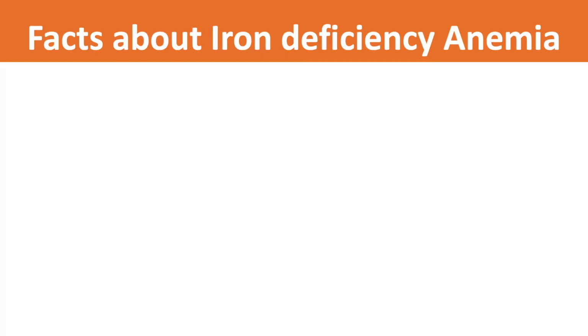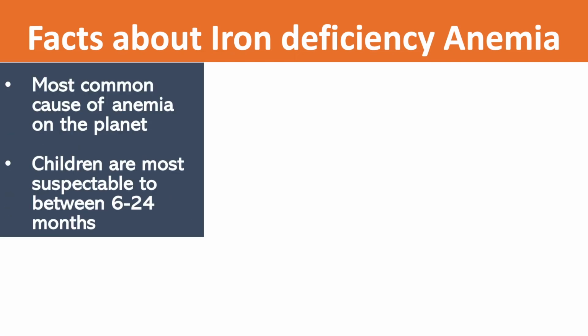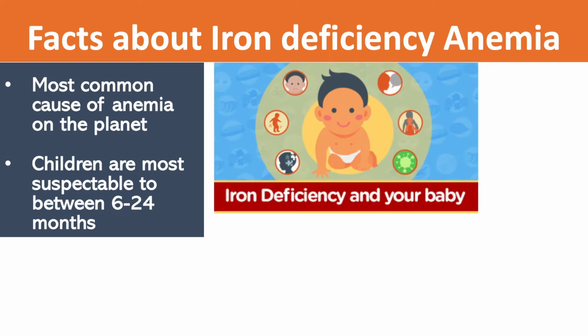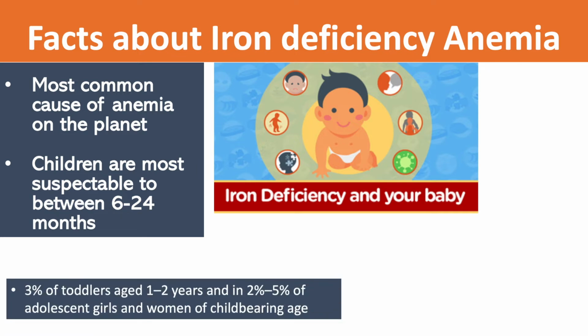Now, facts about iron deficiency anemia, or etiology if you want to name it. It's the most common cause of anemia on the planet. Usually children are more affected between the ages of 6 to 24 months, and this is suspected because they don't get enough iron through breast milk, or maybe they're malnourished, or the iron in their food is not high enough. 3% of toddlers aged between 1 to 2 years, and 2% to 5% of adolescent girls and women of childbearing age usually present with iron deficiency.